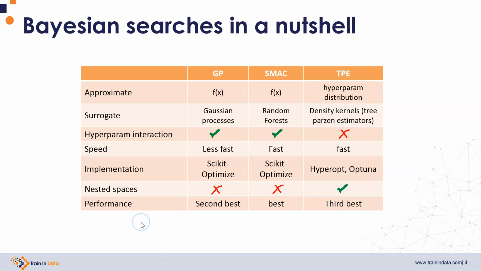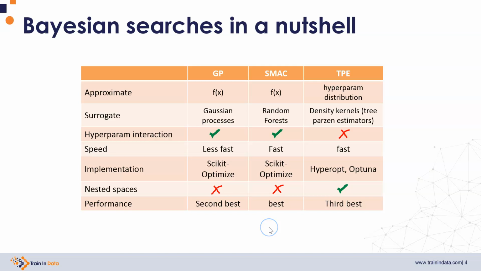And something that is very important and is probably going to guide our decision to use each one of these techniques is that TPE supports nested spaces because of its design, that it looks at each hyperparameter individually, but GPs and SMAC do not.